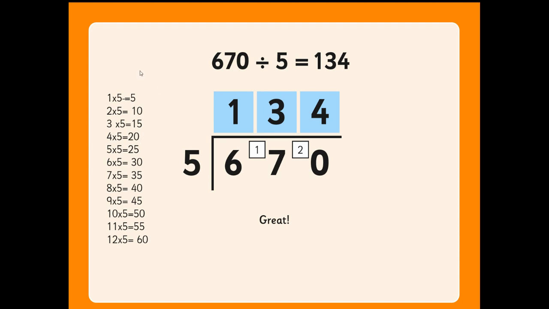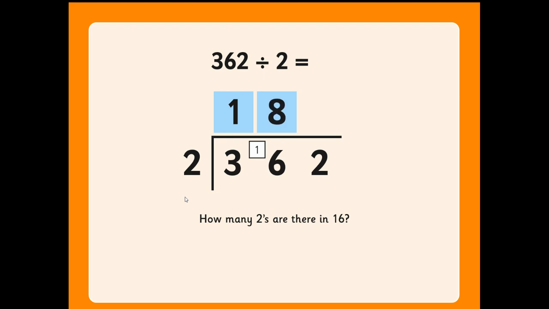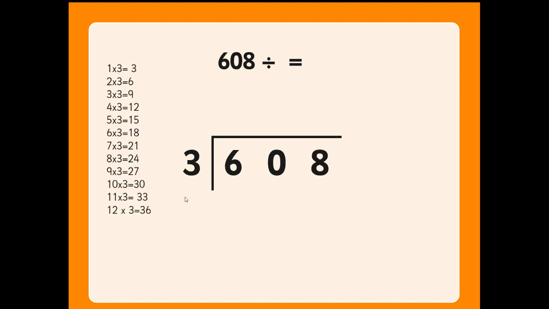The key is, Year 5s, if you're not too sure of your times tables, to write them down. So if you're dividing by 5, you will need to write down your 5 times tables to help you with this division. Let's have another practice. So here I'm going to be looking at my 2 times table. How many 2s go into 3? Well, I can make one group, remainder 1, can't I? How many 2s go into 16? Well, that would be 8, because 8 times 2 is 16. And how many 2s are there in 2? There is just 1. So my answer would be 181.